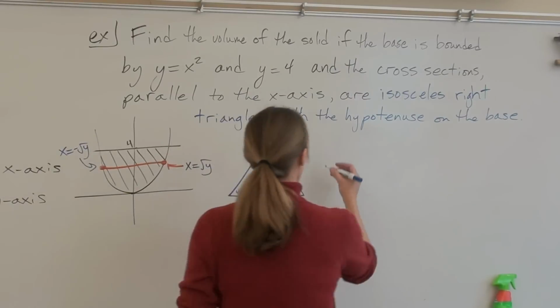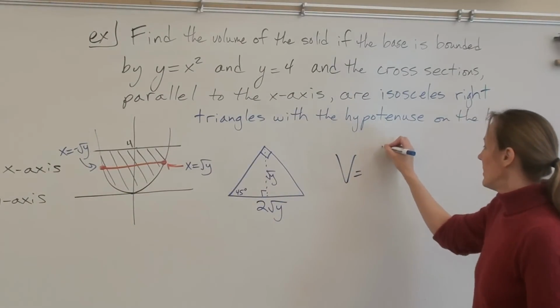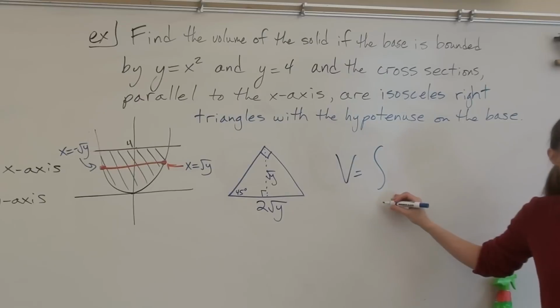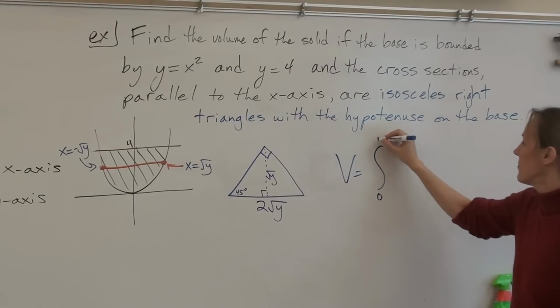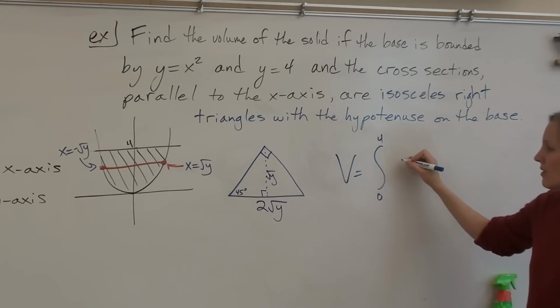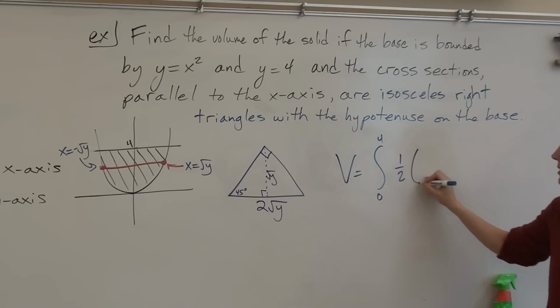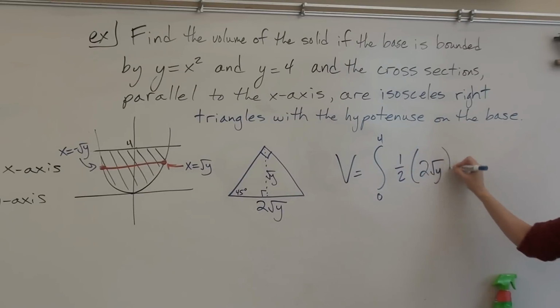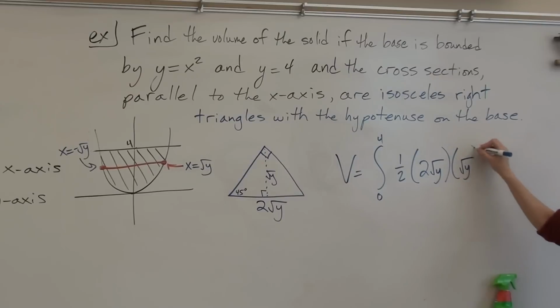So let's do volume. So our volume is the integral. Did the limits change? No, still 0 to 4. All right, area of the triangle, 1 half times 2 root y times root y dy. It's just the area of the cross section.